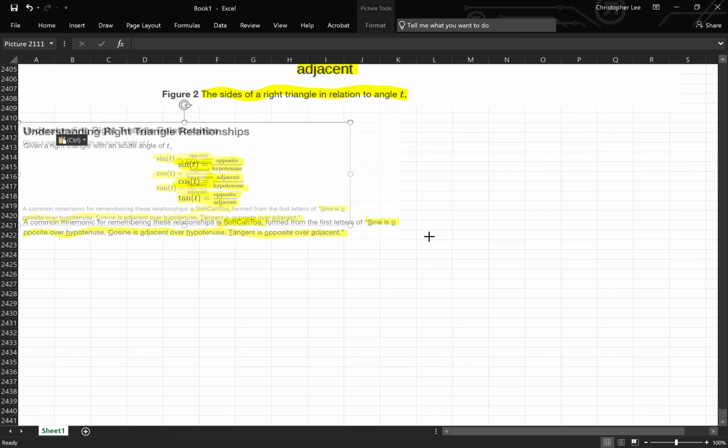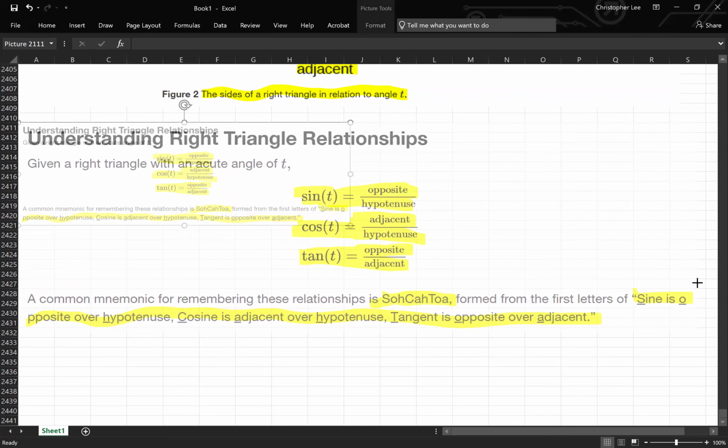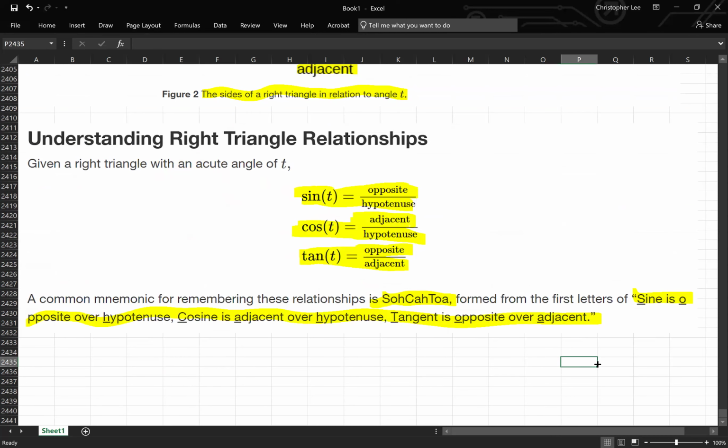Understanding right triangle relationships: given a right triangle with an acute angle of t, sine of t is equal to opposite over hypotenuse, cosine of t is equal to adjacent over hypotenuse, tan of t is equal to opposite over adjacent. That's right from your formula sheet. A common mnemonic for remembering these relationships is SOHCAHTOA, formed from the first letter of sine is opposite over hypotenuse, cosine is adjacent over hypotenuse, and tan is opposite over adjacent. Good stuff.